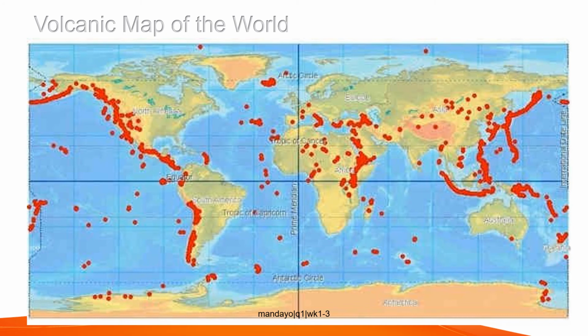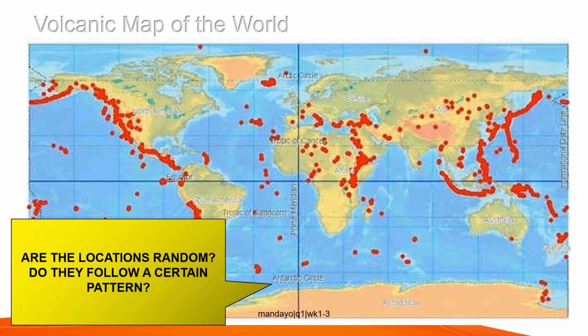Next is a volcanic map of the world. Plotted here are the most active volcanoes in the world. What can you say about the locations of these volcanoes? Are the locations random? Do they follow a certain pattern?